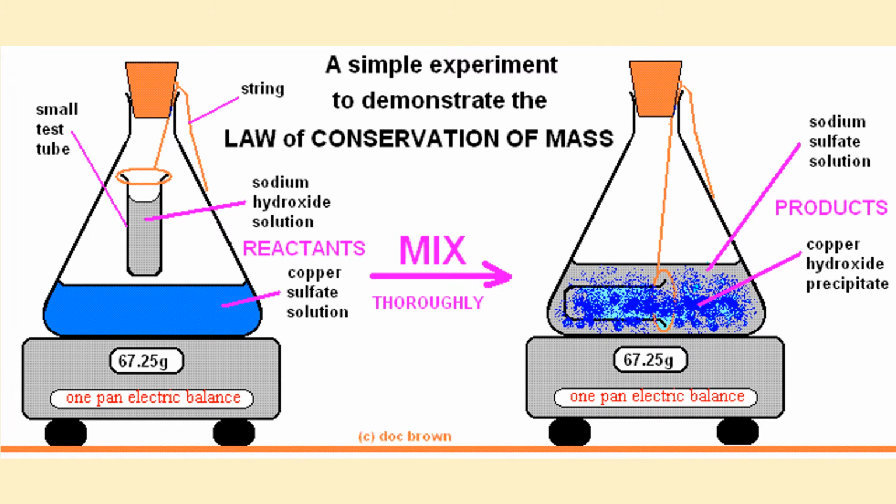Here's a really common demonstration that we use in science to show this. You've got copper sulfate solution in the bottom and sodium hydroxide solution here. When you drop the little test tube and those two things mix together, you get a precipitate. That just means a solid that's formed from 2 solutions, copper hydroxide, and you get sodium sulfate solution. But notice the reading on the balance hasn't changed. It's still 67.25 before and after the reaction.